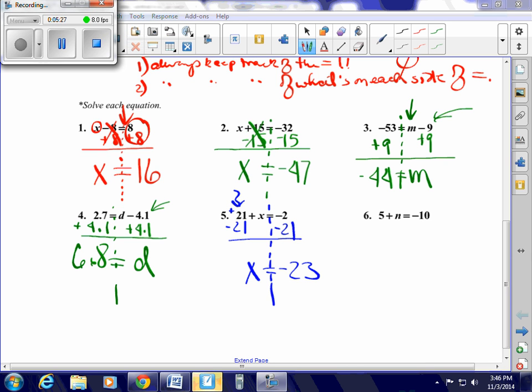In number 6, we want to subtract the 5 from both sides of the equal sign. We get n is equal to negative 15. Let's go on to page 2.